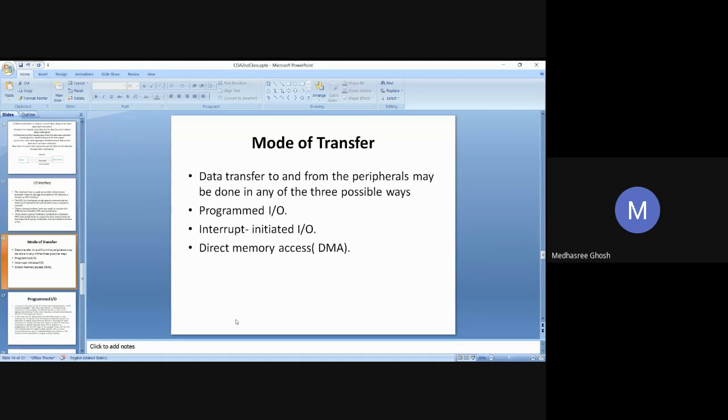Okay. First of all is programmed IO. Second is interrupt initiated IO. And third is direct memory access, which is DMA.